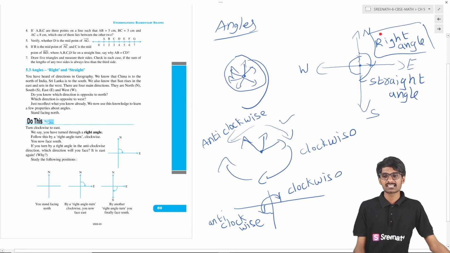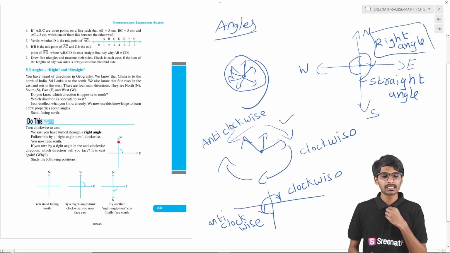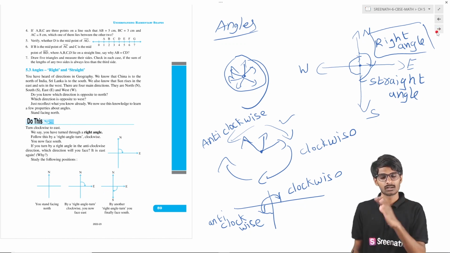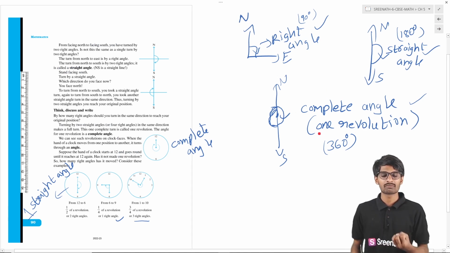So there is a right angle, which is 90 degrees, and there is a straight angle, which is 180 degrees, and there is a complete angle. Suppose you move in the clockwise direction and reach your original position after rotating, that is called a complete angle. So this is a right angle, this is a straight angle, and this is the complete angle, one revolution. Complete angle is one revolution, students.